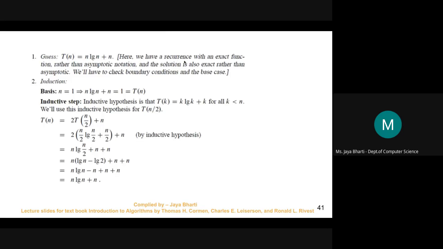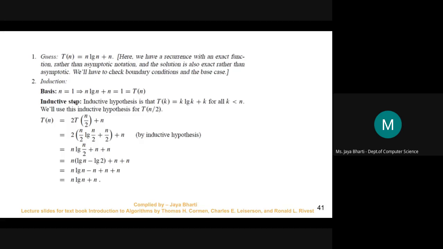So here we have a recurrence with an exact function rather than the asymptotic notation. So you can see here we have not used any asymptotic symbol. We have three different symbols, the theta, big O and omega. So we haven't used any of them. So this is the exact solution rather than the asymptotic. So we will also check the boundary condition and the base case.